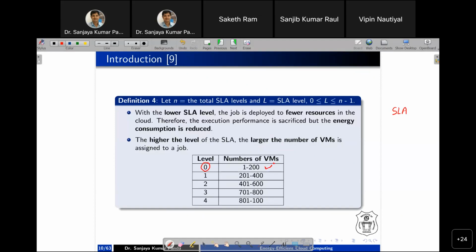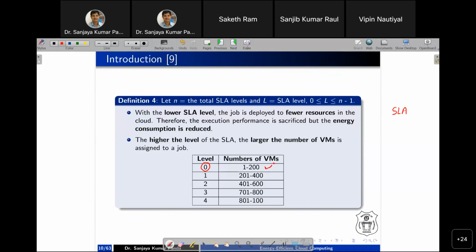Like in the internet case also, you have seen. Suppose you want to subscribe to internet from a particular provider, let it be BSNL. They say that if the bandwidth is 30 MB, then you have to pay 500 rupees. If the bandwidth is 60 MB, then you have to pay 1000 rupees. If the bandwidth is 100 MB, then you have to pay this much. So based upon your requirement, you are going to decide.